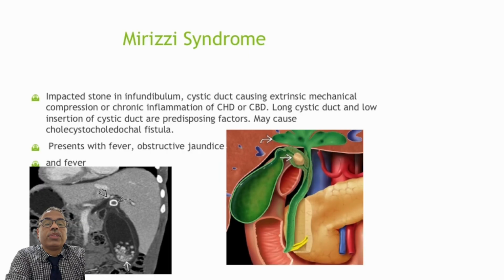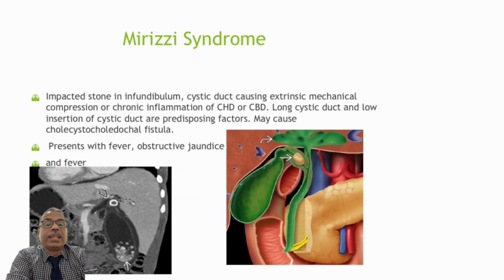Okay, most of these strictures would occur either in the range of class 1 or class 2. So this is a Bismuth classification which we commonly use for classifying the biliary strictures of different causes.